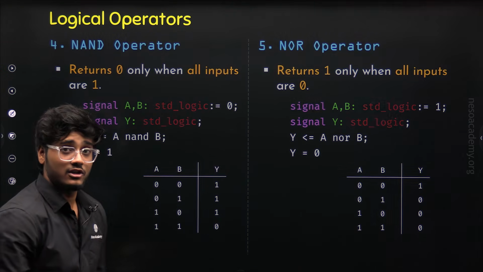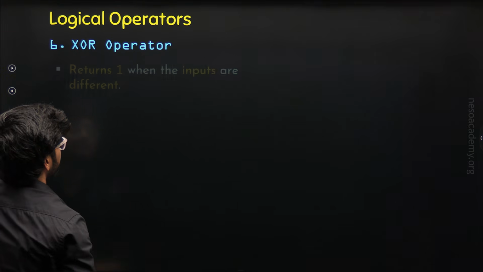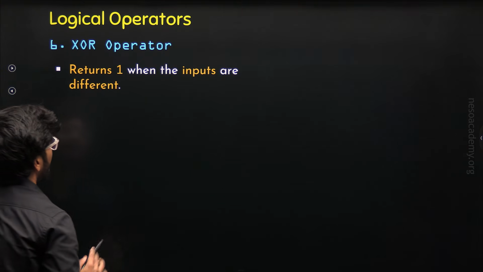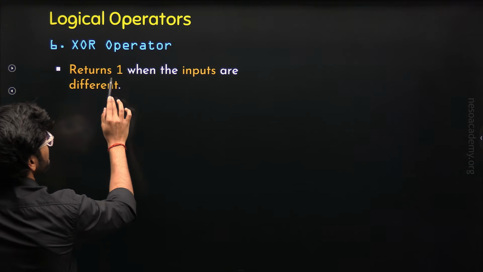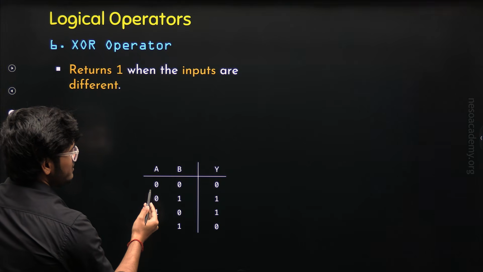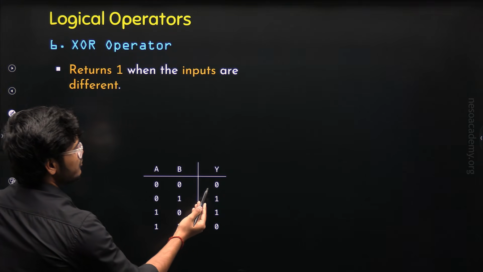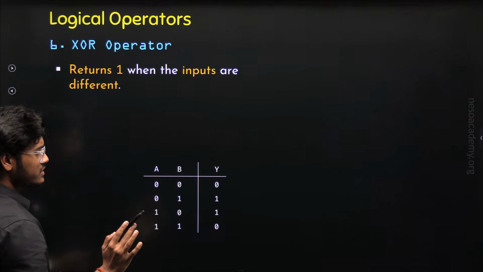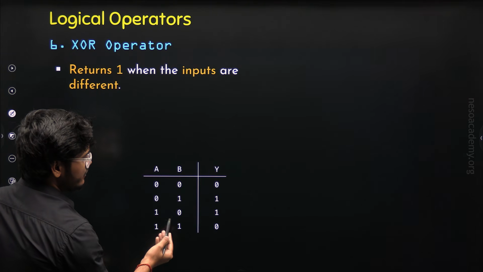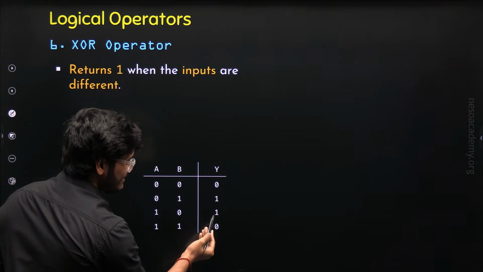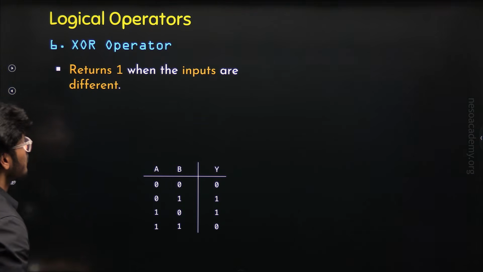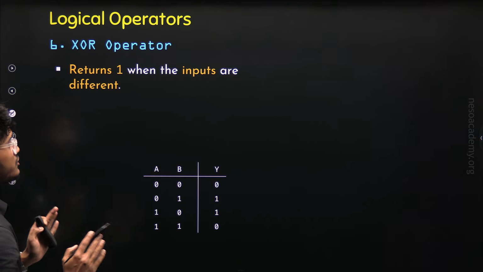Now let's see the sixth logical operator, XOR operator. XOR operator returns 1 when the inputs are different. Means XOR operator returns logic high when the inputs are different. Example, if inputs are same 0 and 0, output will be 0. And if inputs are different 0 and 1, the output will be 1. Again, if inputs are different 1 0, output will be 1. And if inputs are same 1 and 1, then output will be 0. So, XOR operator returns 1 when the inputs are different.